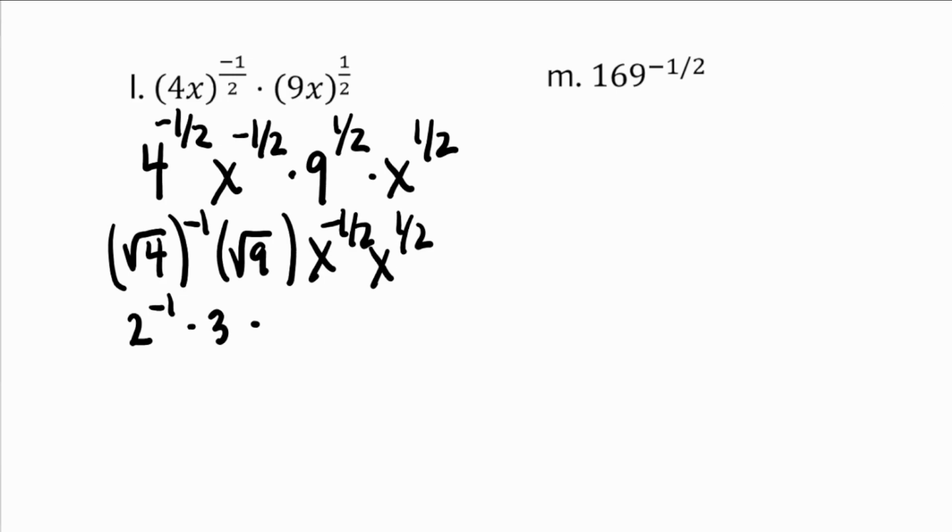We'd add those exponents, we get x to the 0. And x to the 0 is going to be 1, provided that x isn't 0. But they said at the beginning to not worry about whether the variables were 0 or negative. So we won't. We'll just say x to the 0 is going to be 1. 2 to the negative 1 is 1/2, so I've got a half times 3 is 3 divided by 2.